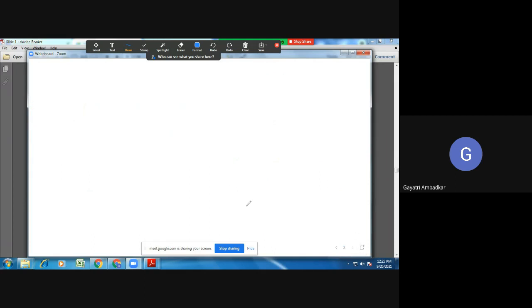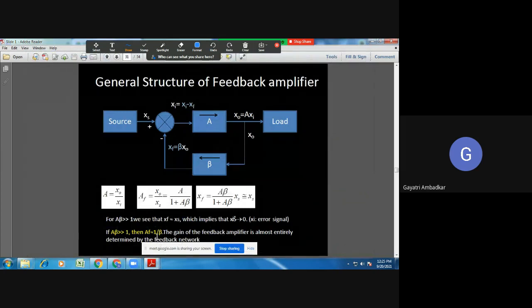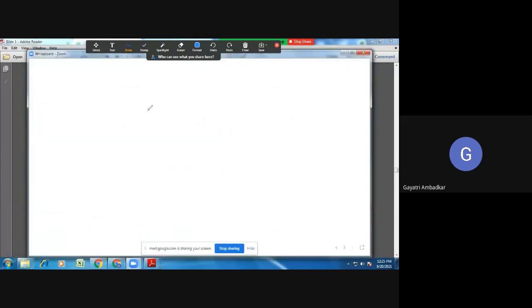Now, what is the gain of a positive feedback and what is the gain of negative feedback? This should be Xs. For a negative feedback, this will be Xs. Now let us derive this equation. I'll use the whiteboard again to derive the equation for gain. See, positive feedback and negative feedback.